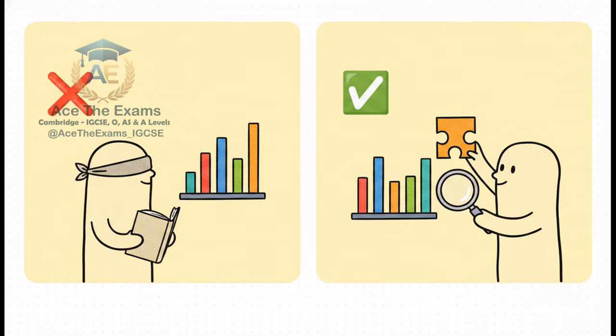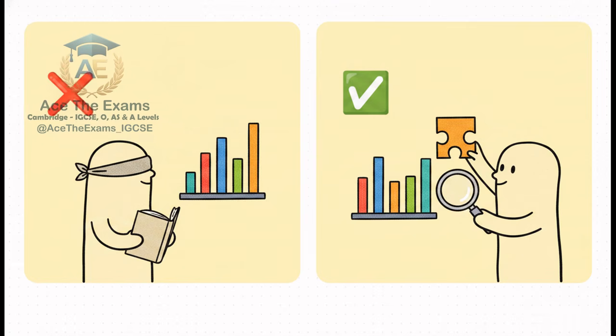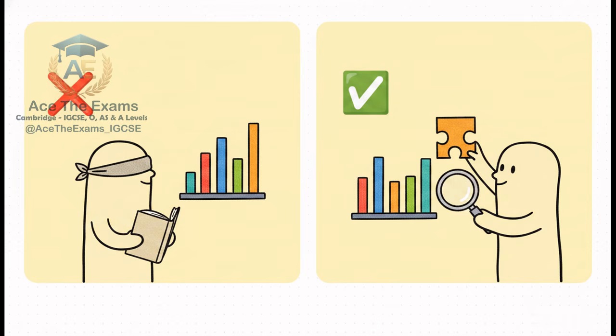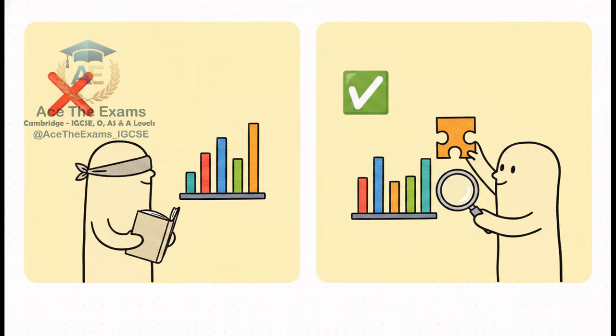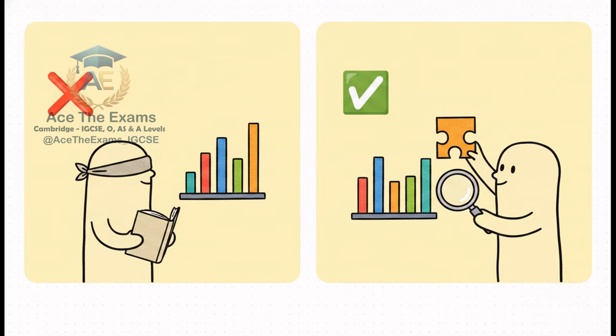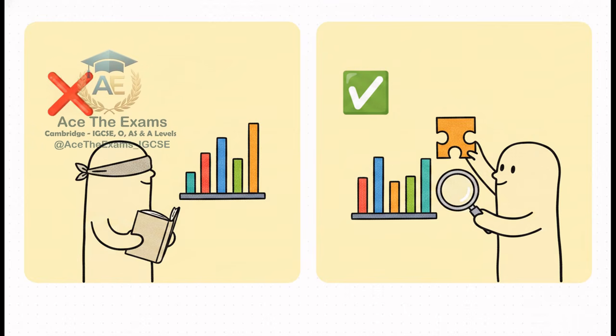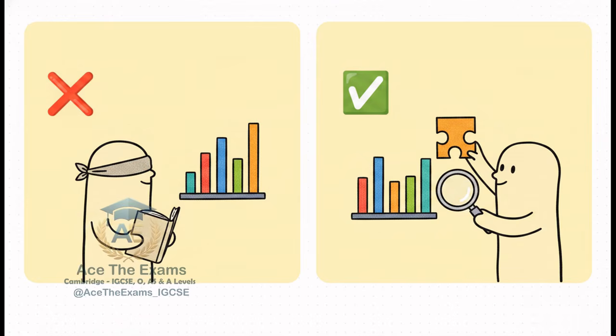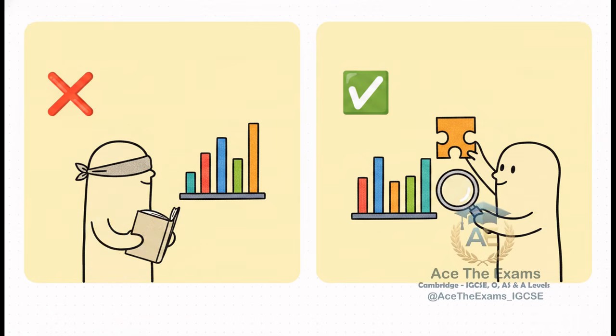Now contrast that with the top band answer. This student deconstructs the prompt. They actively extract specific numbers from the table, they calculate the relevant statistics to show the difference in R group interactions, and they justify their reasoning using correct terminology like disulfide bonds or hydrophobic interactions specifically linked to the scenario provided. I mean, the difference between these two answers is literally the difference between a C and an A star.